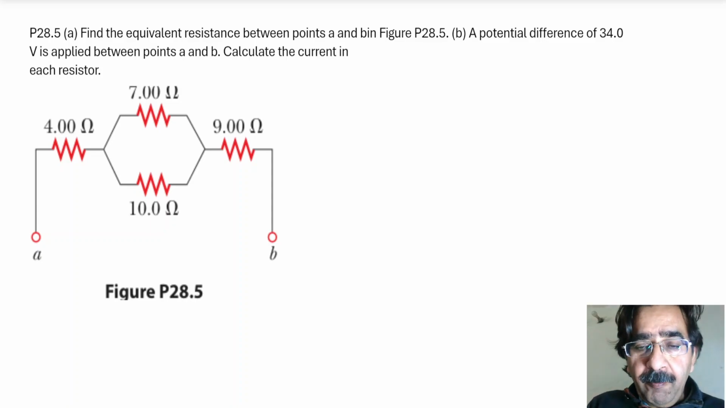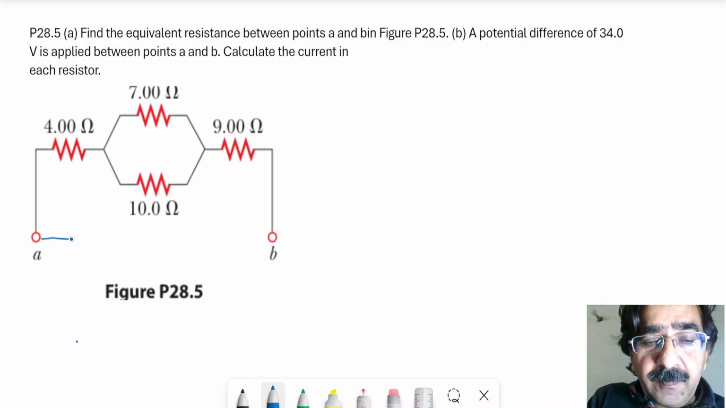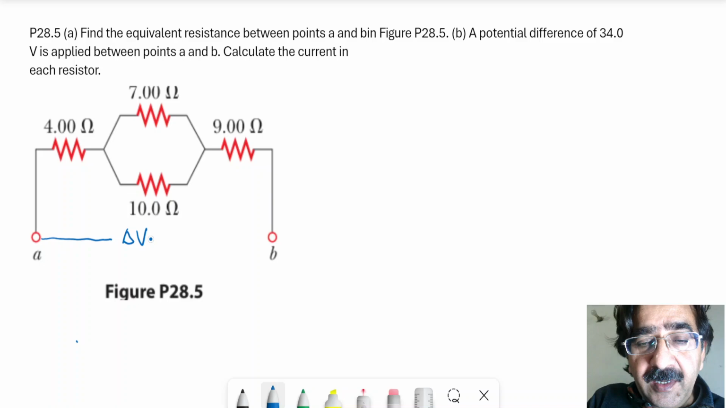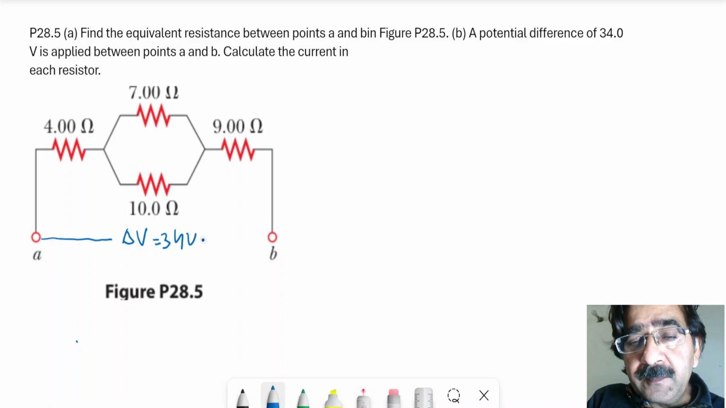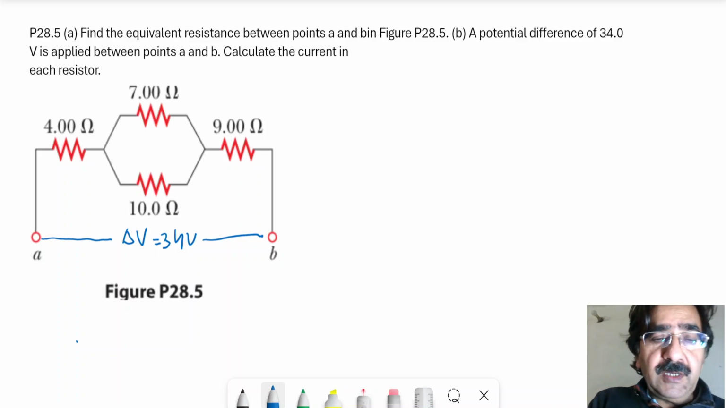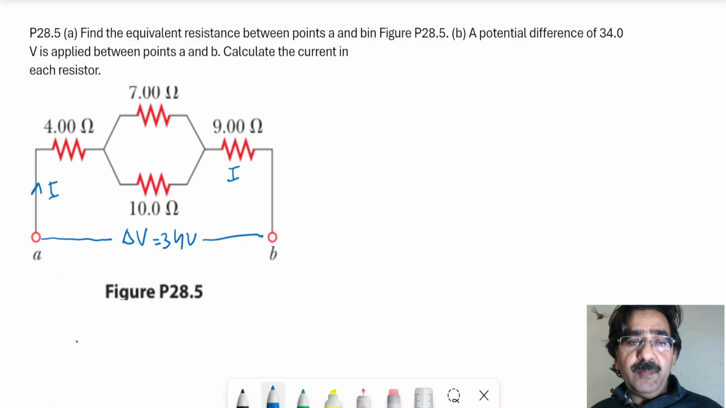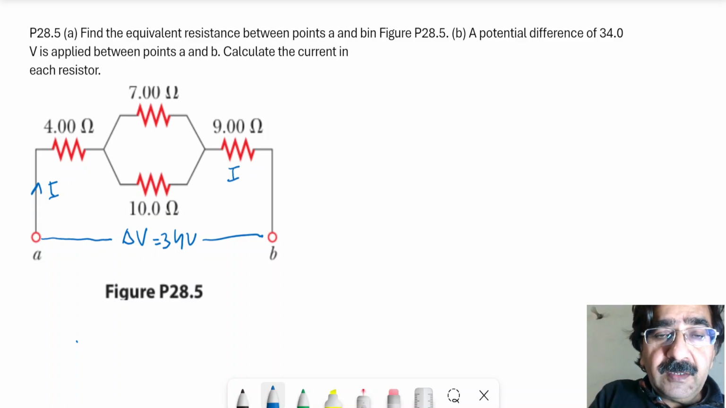So, according to this figure, the voltage provided between these two points is 34 volts. The current I will be passing through the whole circuit, and the same I will pass through here, and then this I will be divided into two parts.